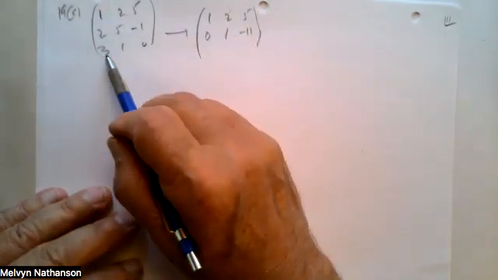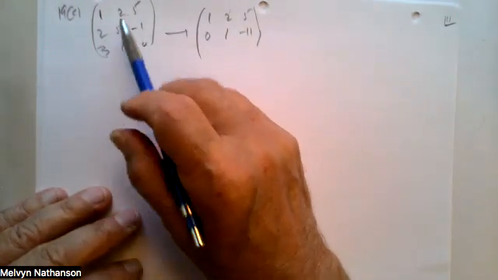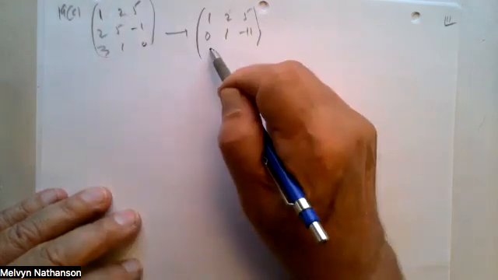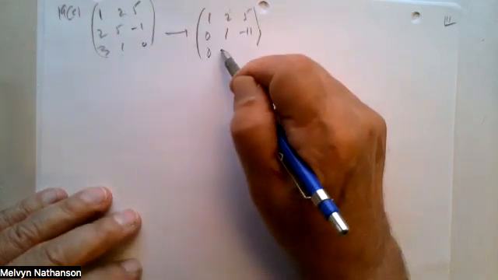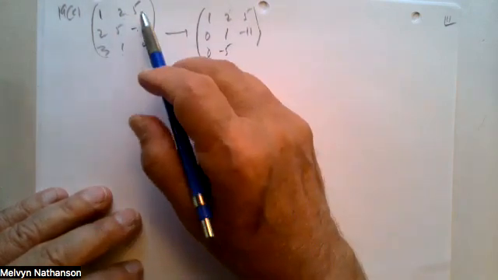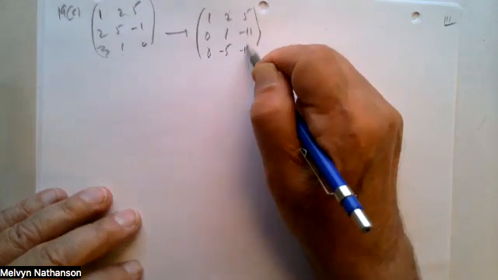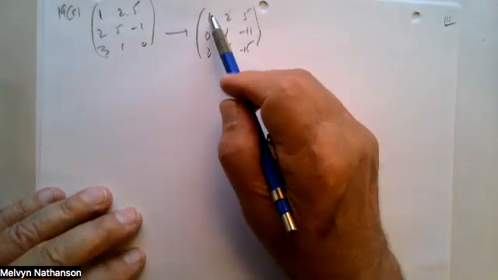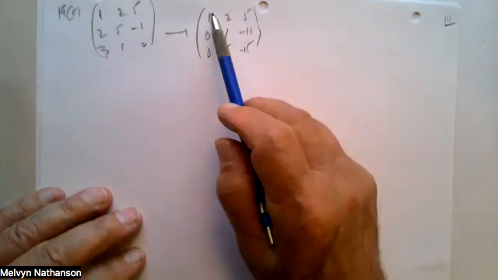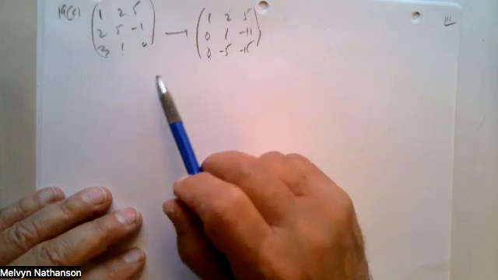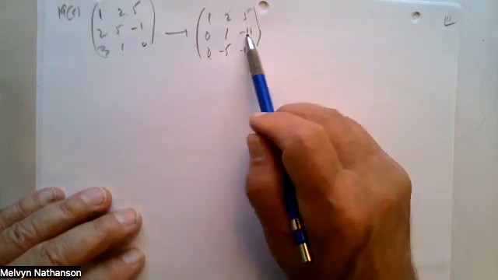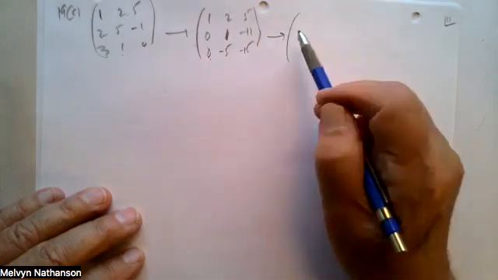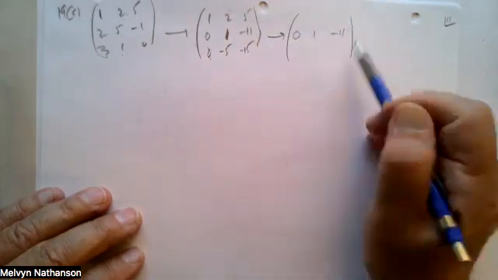And then I want to get a 0 here. So I take the third row minus 3 times the first row. So 3 minus 3 is 0. 1 minus 6 is minus 5. 0 minus 15 is minus 15. Right, so now the first non-zero number in the first row is 1, and everything else in that column is 0. Now I look at the second row, and again, I'm lucky. The first non-zero entry is a 1. 0, 1, minus 11, that's what I want.